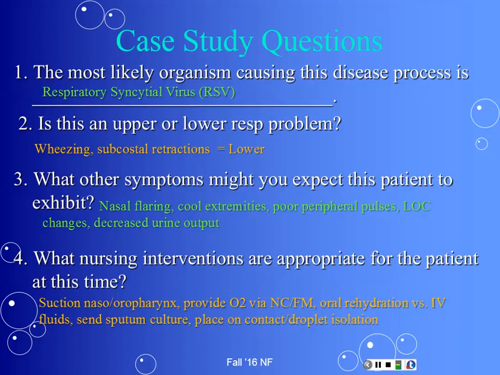Everywhere else. So remember, when you're talking about droplet isolation, if I'm just standing in the room, I need to wear a mask. But if I'm touching the kid or any sputum, I need to wear gloves and a gown. So are we going to wear gloves and a gown around these kids? Yes. That's why it says contact droplet. Because under droplet isolation, if you're going to be coming into contact with those things, you need to wear a gown and gloves. But it's droplet isolation.